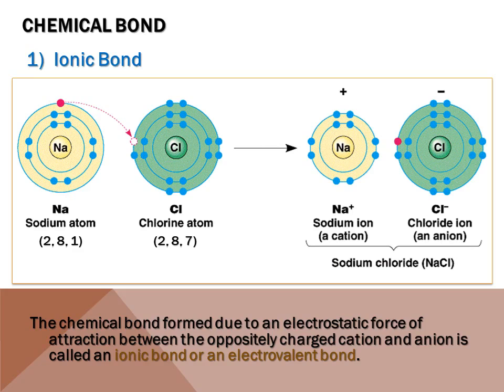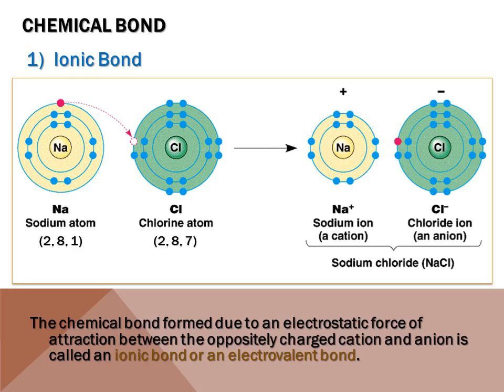Sodium has the electronic configuration 2, 8, 1. See how the electrons are distributed: 2 electrons in the first shell, 8 in the second shell, and in the third shell it has 1 electron. So it has this 1 electron which has to be removed so that the octet can be complete. Whereas chlorine has 17 electrons, so 2 electrons in the first shell, 8 electrons in the second shell, and 7 electrons in the third shell. So chlorine requires 1 electron to complete its octet.